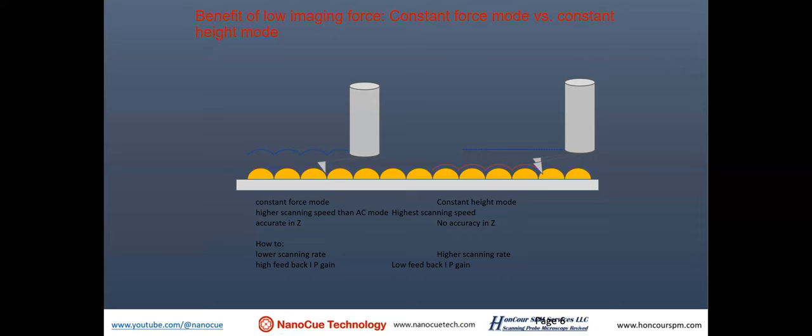What's beneficial is that you can actually take the feedback loop out of the speed limitation, and then you can image a sample really fast. And why do you want to image the sample really fast? That's because sometimes you want to capture the chemical reaction, and then scanning fast can capture it better.